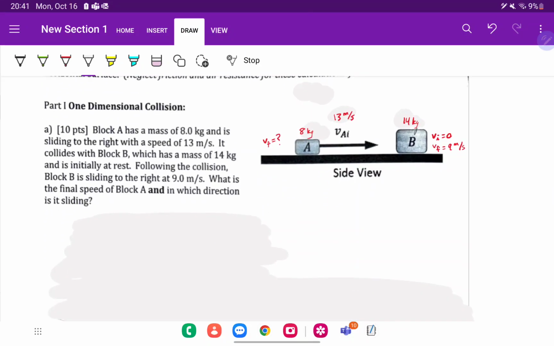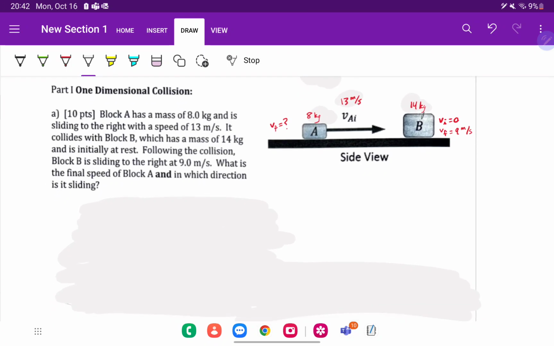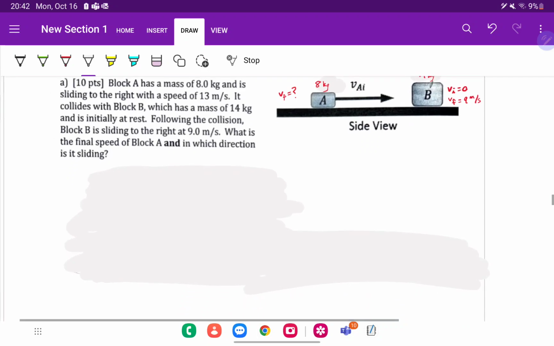I went ahead and wrote in all of our givens from this word problem, so you can read that on your own. But pretty much we have a single dimensional collision. We have a final velocity of our second block, and we're trying to find our initial velocity, or our final velocity of our first block, A. And we're trying to figure out the direction it's sliding.